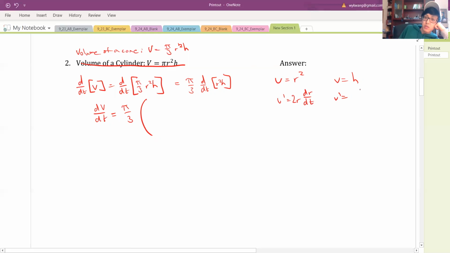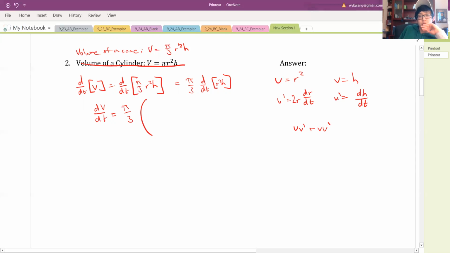So v prime is equal to just 1, right? Because the derivative of a single variable is 1. But we have to multiply again by dh over dt. I keep on emphasizing this for implicit differentiation, but always just multiply it. So it's just dh over dt. Cool. So now we have uv prime plus vu prime. This is product rule, right? So let's multiply pi over 3 by this, by uv prime plus vu prime.